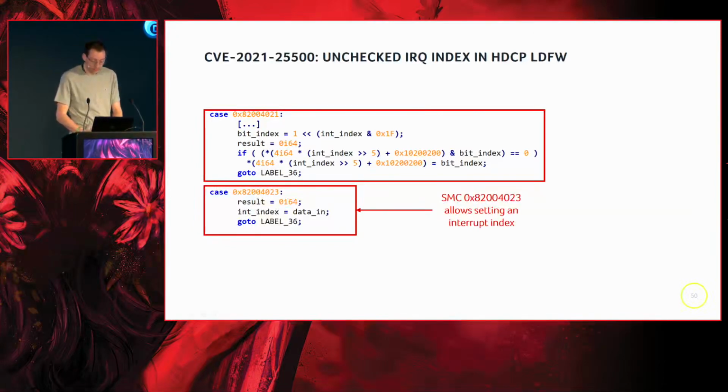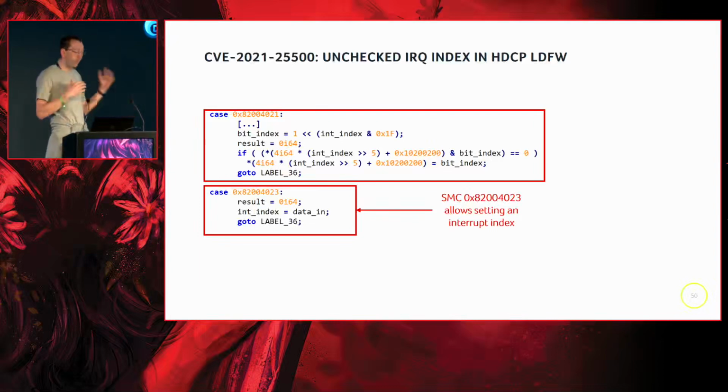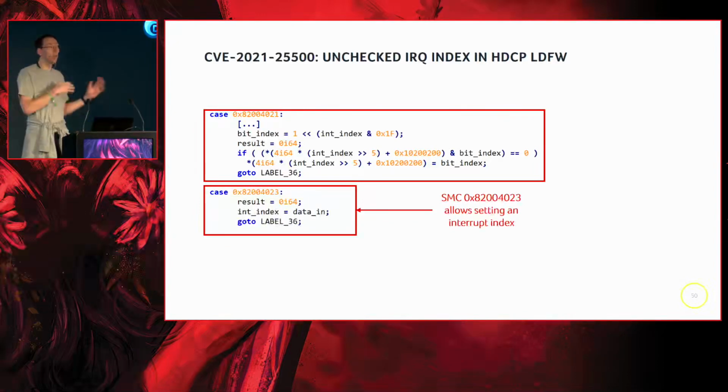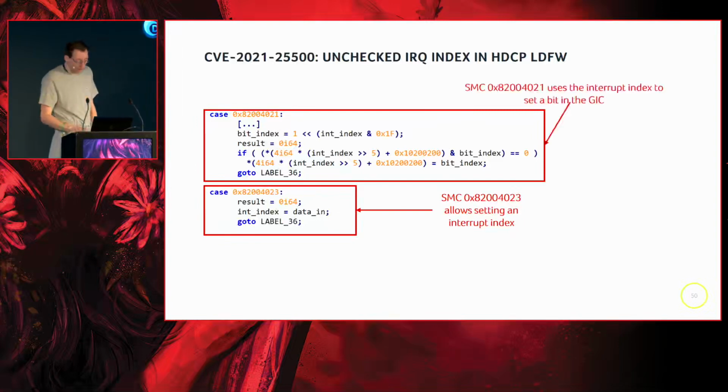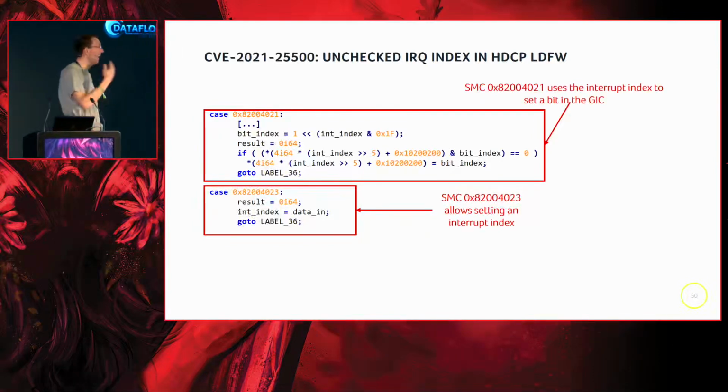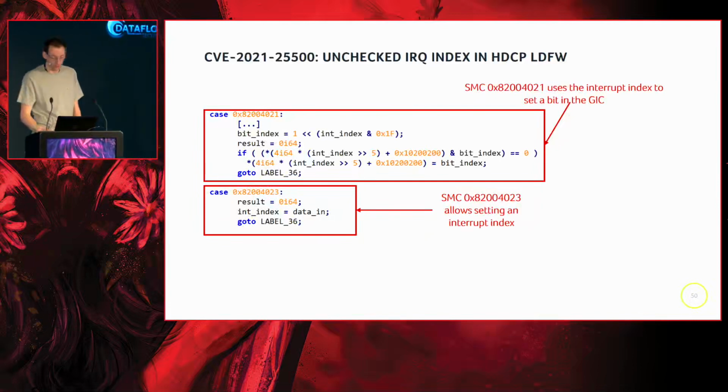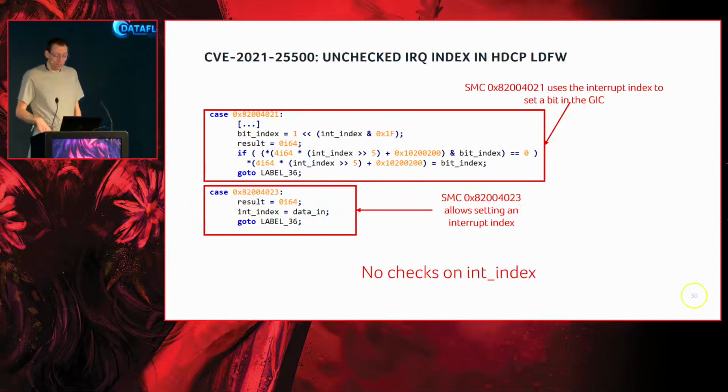So what we will do is change the GIC, the generic interrupt controller, which is basically a configurable mechanism for how you want to route your interrupts, and if you want to route them to the normal world or the secure world. And we are going to change this based on the interrupt index specified by the normal world. Except we don't do any form of validation on it, and we directly access the relevant hardware registers. So what allows us to do that?